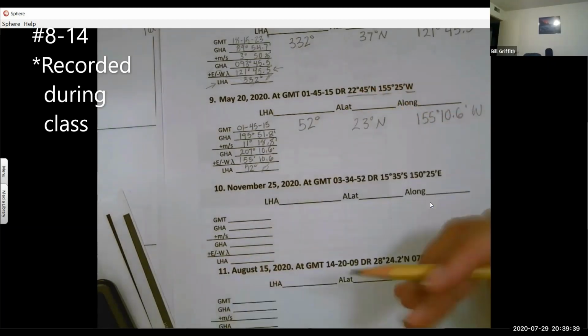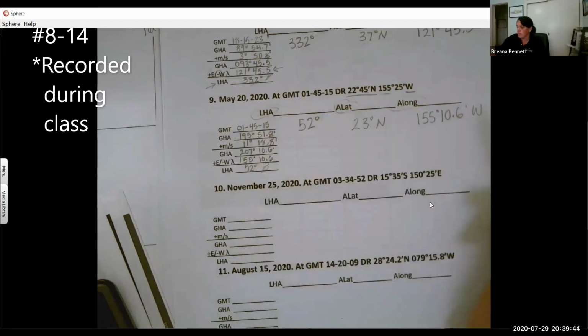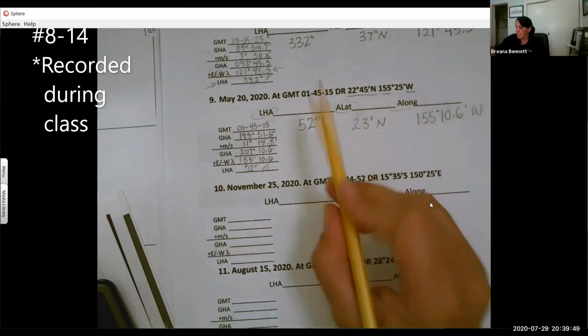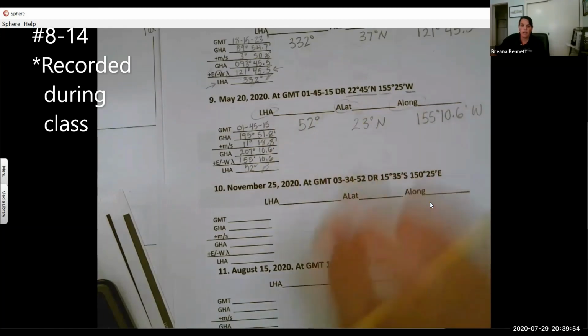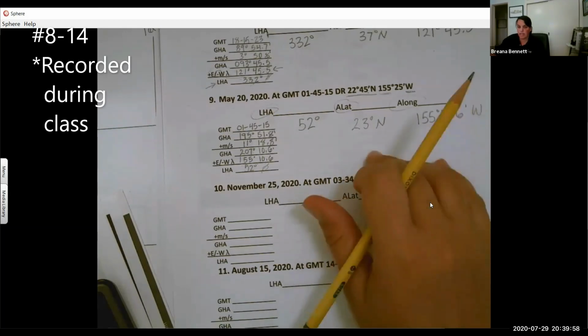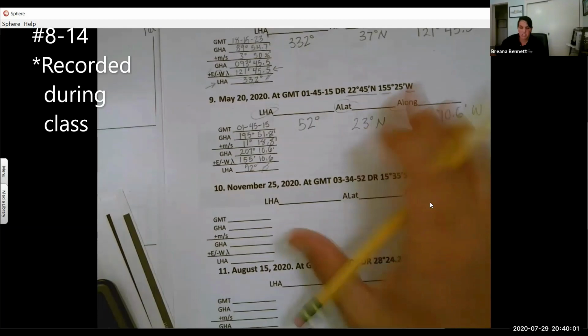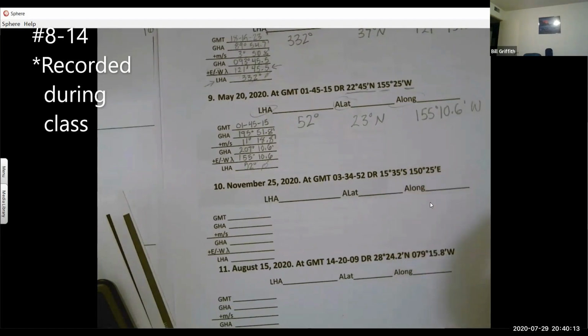So whatever you use, your assumed, you know, these are the three things. Well, they're not the three things, but your LHA and your assumed latitude are the two whole numbers that you go into the Pub 229 with. So you're just computing an altitude for an assumed position. That's essentially what you're doing. Okay, any questions so far?